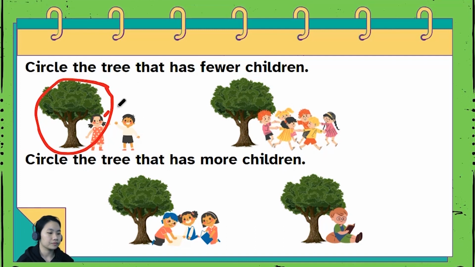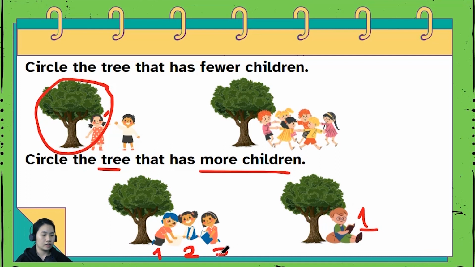Next up, circle the tree that has more children rather than fewer children. Which tree do you think? There's one boy over here. 1, 2, and 3. So which tree has more children? It is this tree. Okay, good job.